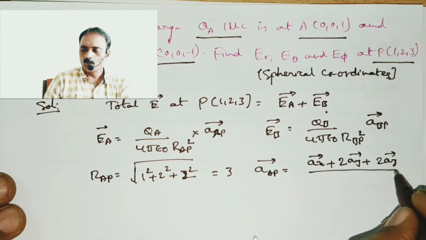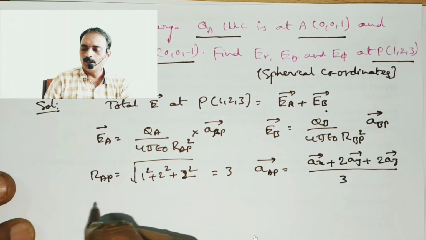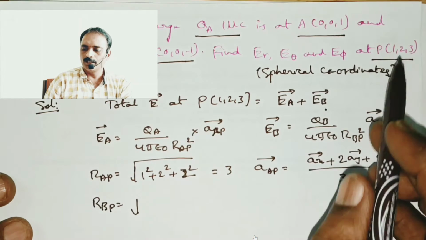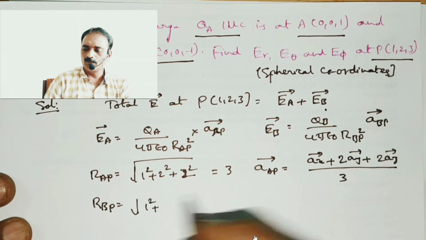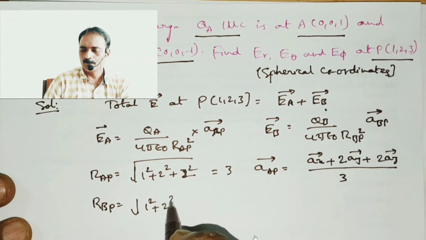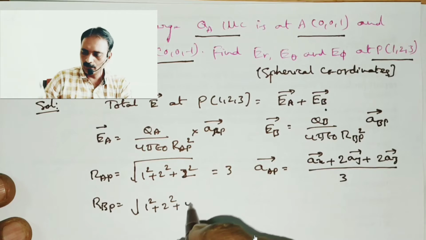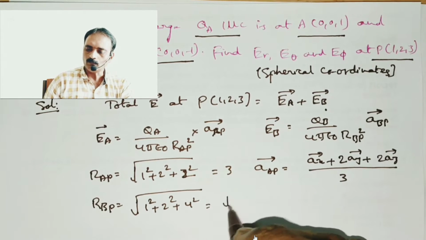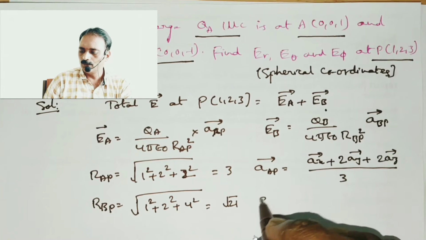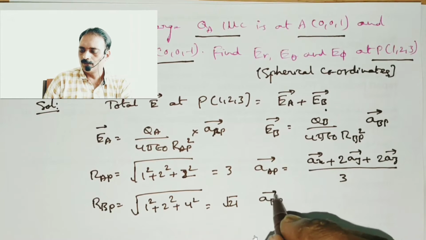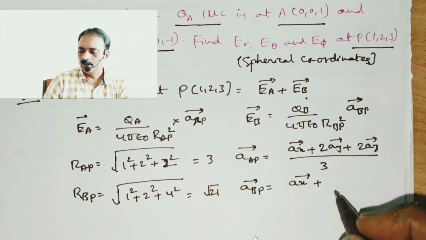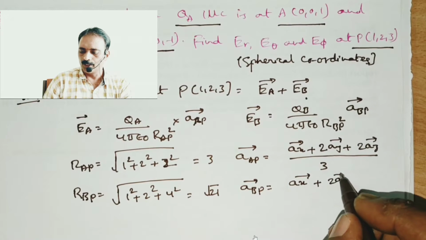Similarly, RBP, that is from P to B. You have to consider the radial distance from P to B. So here, square root of (1 minus 1) whole square plus (2 minus 0) whole square plus (3 minus of minus 1, which gives us 4) square. That is equal to square root of 21 here, and ABP bar is equal to AX bar plus 2AY bar plus 4AZ bar divided by square root of 21.